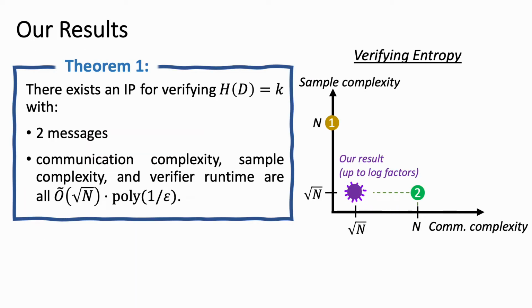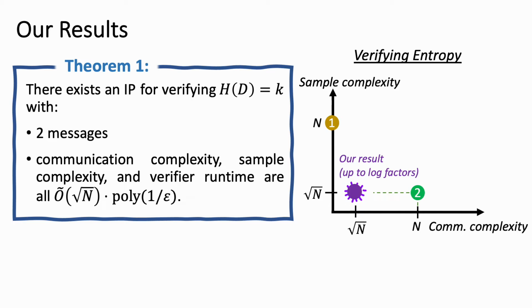For the case of verifying entropy, we show that there exists an interactive protocol for verifying that the entropy of a sampleable distribution D is K. In this protocol, the verifier and prover exchange only two messages. The verifier draws roughly square root of n samples and runs in time also square root of n. The communication complexity, that is the number of bits transmitted in the interaction, is also of the same magnitude.